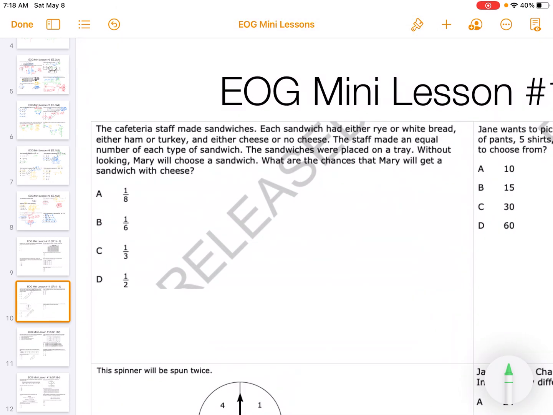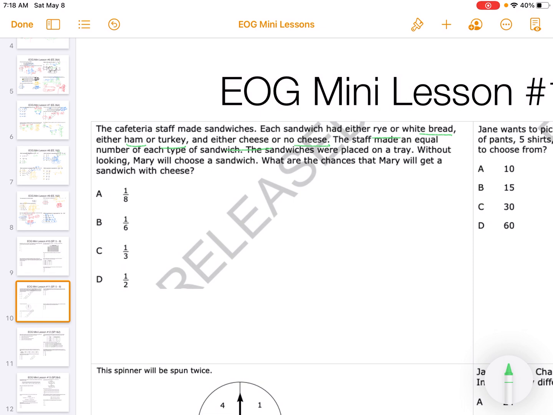So a cafeteria staff made lunches, or sandwiches. Each sandwich was either rye or white bread, either ham or turkey, and had cheese or no cheese. The staff member made an equal type of each sandwich and placed them on a tray. Without looking, Mary will choose a sandwich. What are the chances she will get a sandwich with cheese?